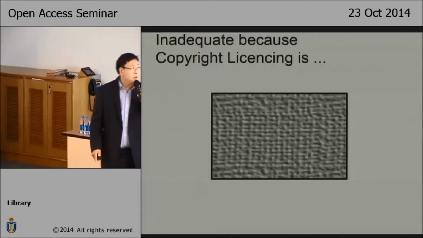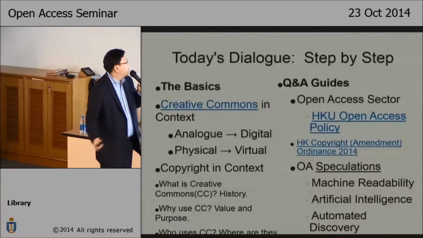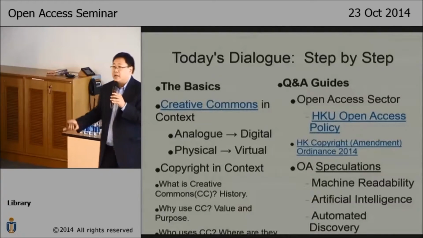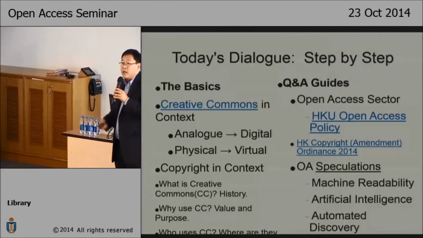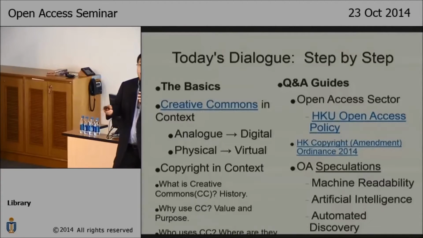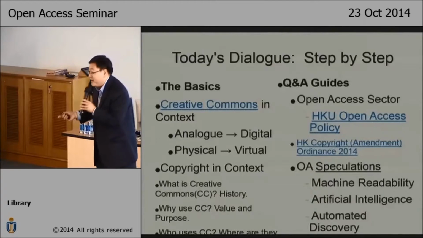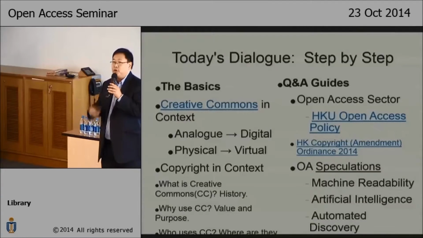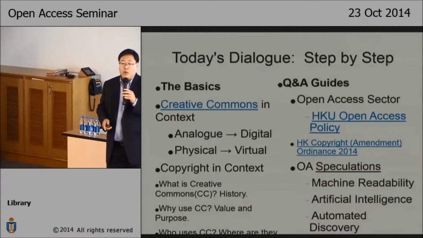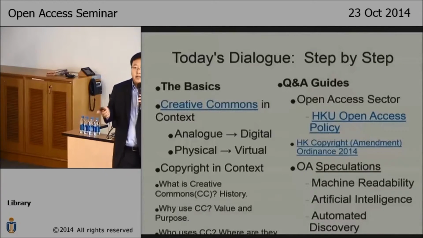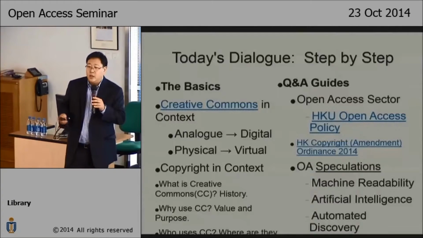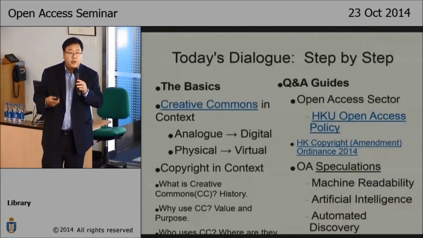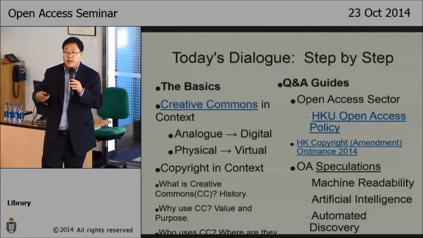Okay, so let me just go through a little bit about CC in the talk today. I want to go through the basics, which is why Creative Commons. There's context in terms of when we move from the analog world, paper, right, books, to the digital world, when we move from the physical to the virtual. In all of this, I want you to bear in mind that copyright needs to be understood in context. Context of your own IP strategy, context in terms of your own research, the university's objectives, Hong Kong society, etc., etc.